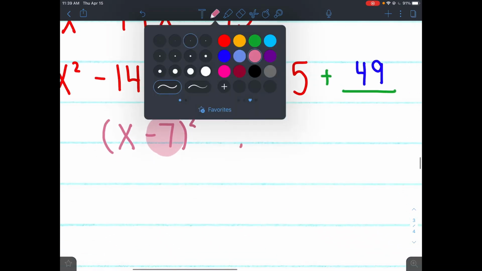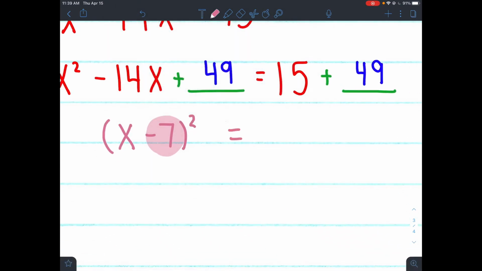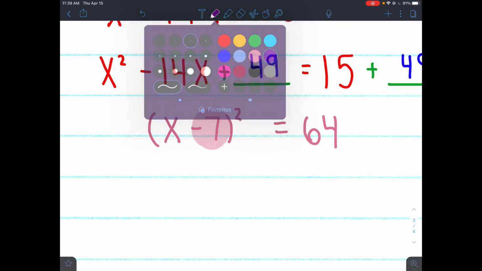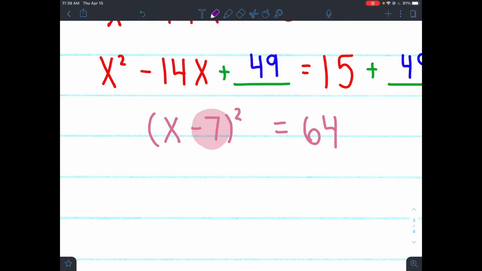All right, and then we simplify the right-hand side, so that's going to be 15 plus 49, which is 64. After you do that, you're going to solve by taking the square root. So we solve by taking the square root at this point. So I'm going to square root both sides.